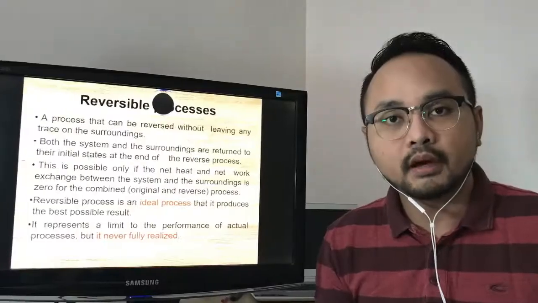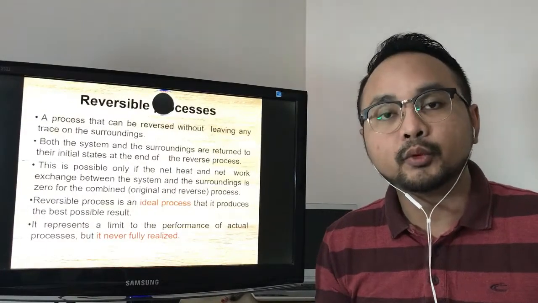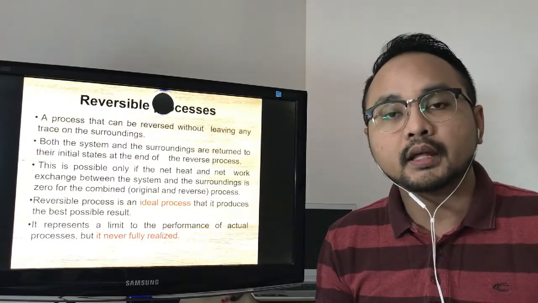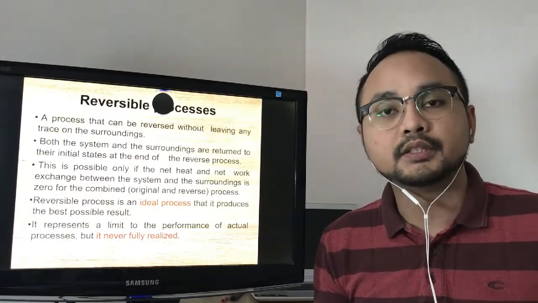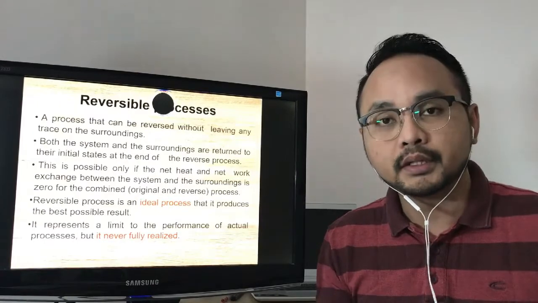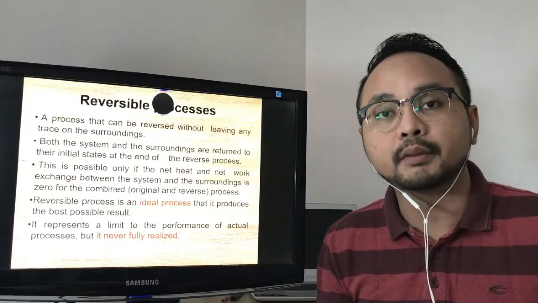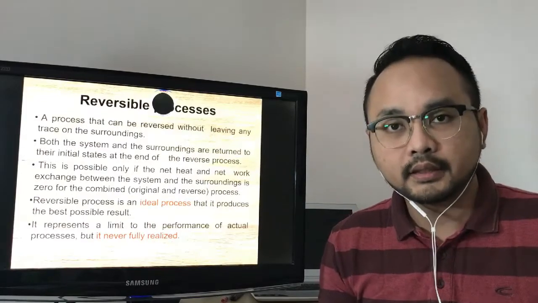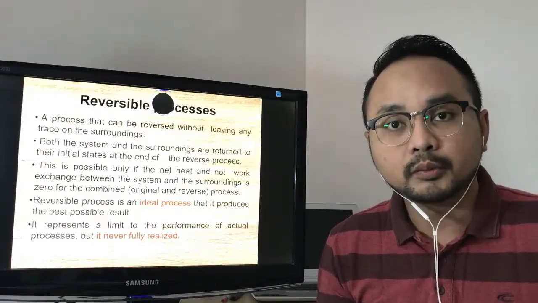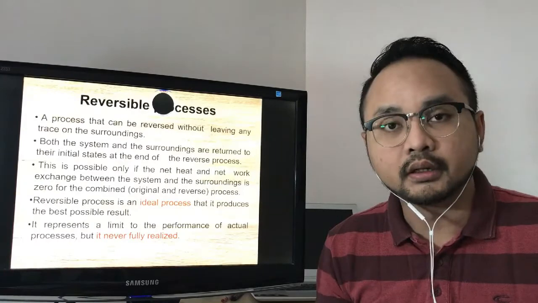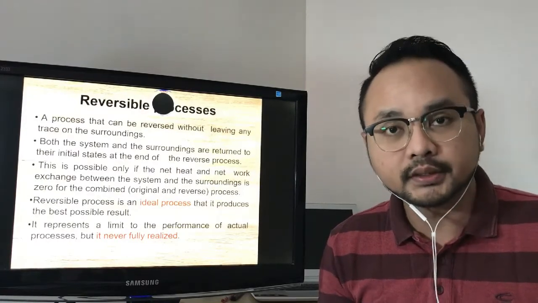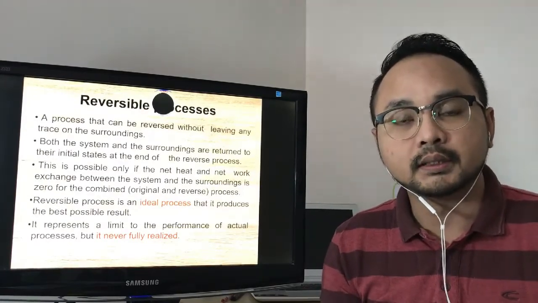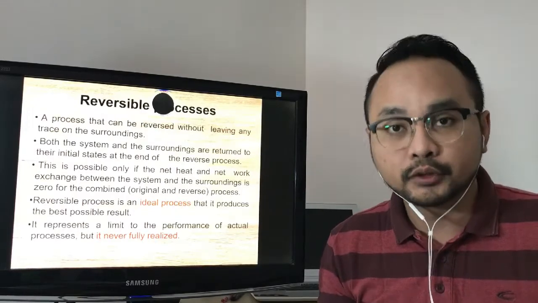Let's say we have a system and we provide this system with heat, and the properties inside this system are changing, like pressure, temperature, or even the phase of the material inside that system. Then, after we leave this system for a certain period of time, if all the properties that changed go back to their initial state, then we call this system as undergoing a reversible process.